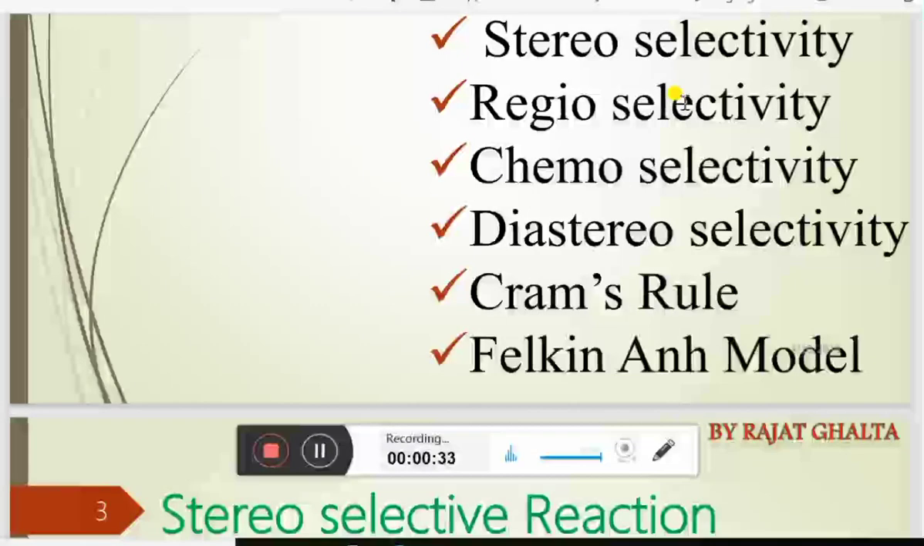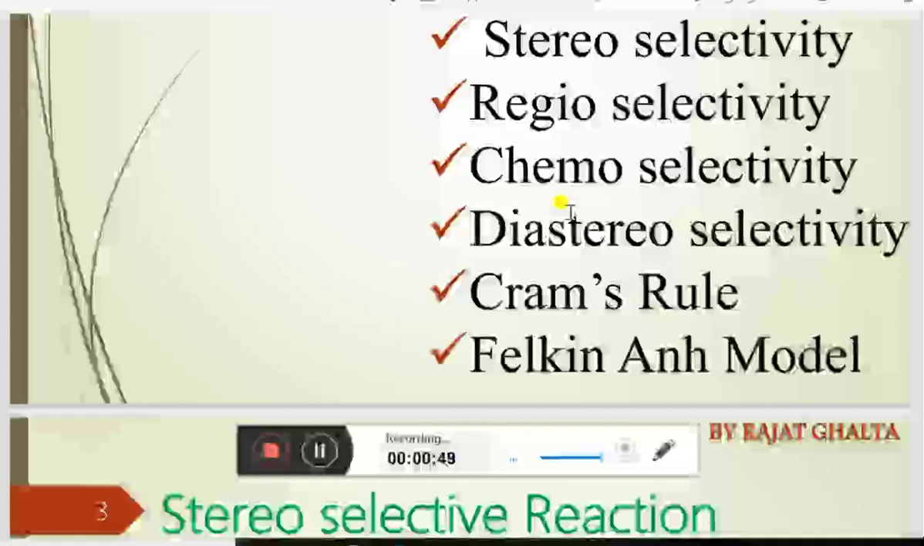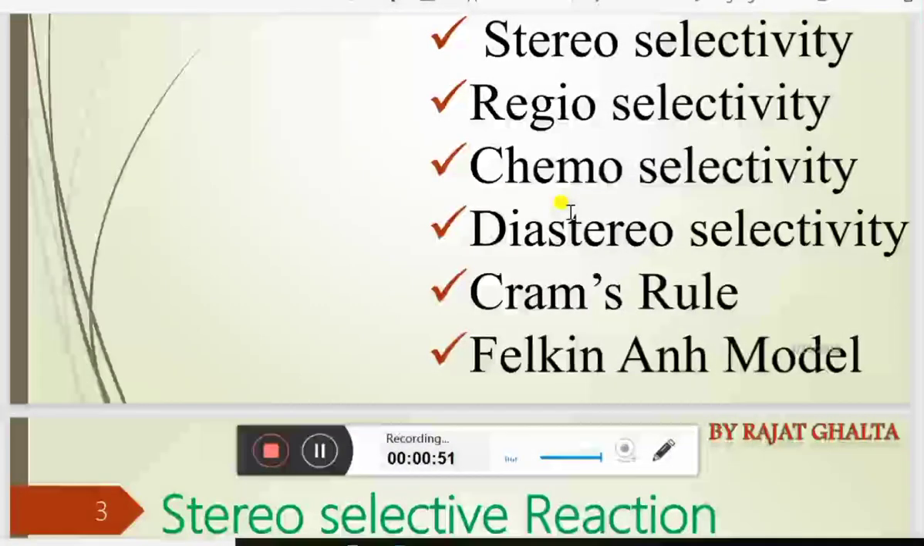I mean the type of the stereoselectivity. I would like to talk about the regioselectivity, regiospecificity. I would also like to talk about the chemoselectivity and chemospecificity, and stereoselectivity. We have already talked about the enantioselectivity, right?